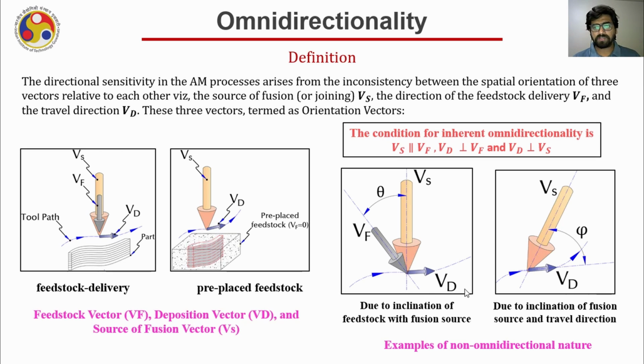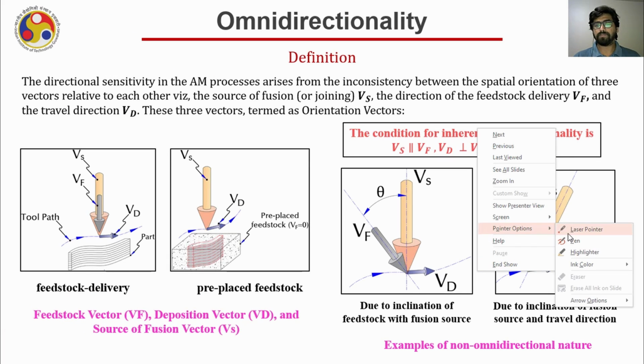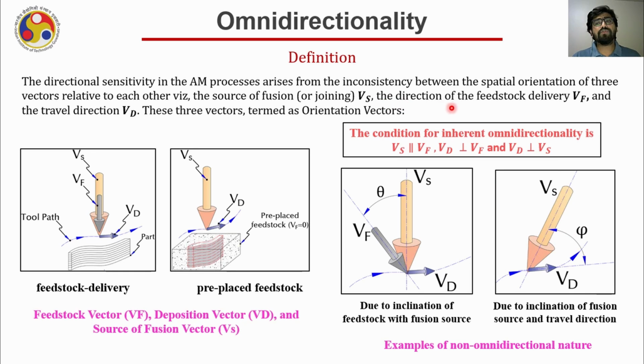And what are those vectors? Those are the vector corresponding to the source of fusion energy, and that is defined here by Vs. The direction of feedstock delivery, and that is defined here by Vf, and the travel direction, which is defined here by Vd. So these three vectors are termed, in our further discussion, as orientation vectors.